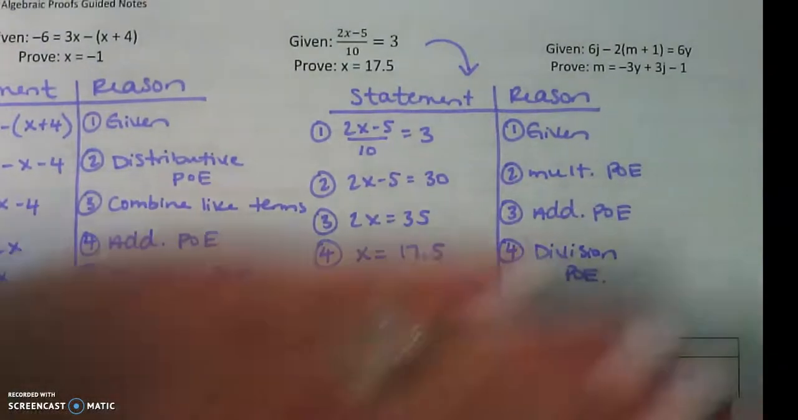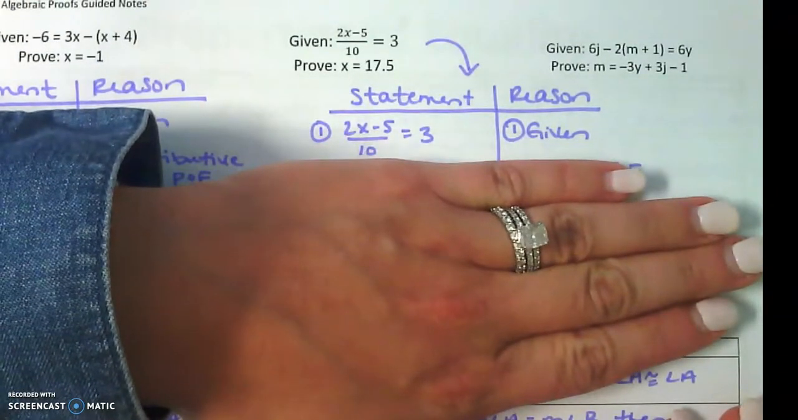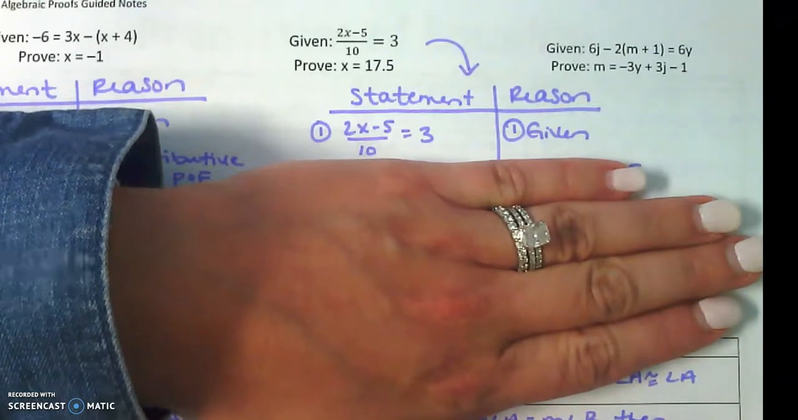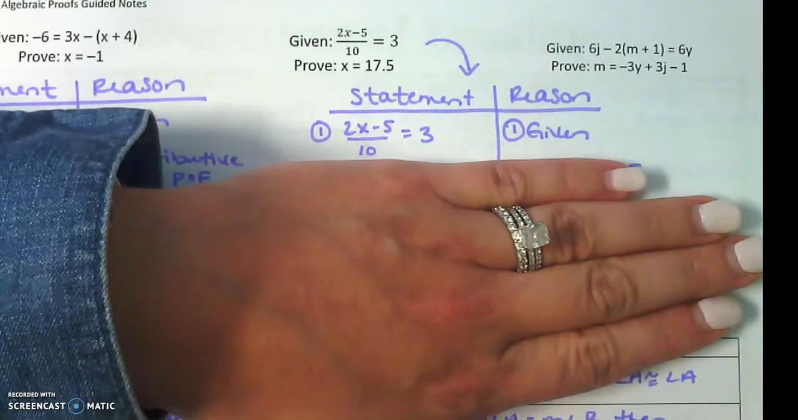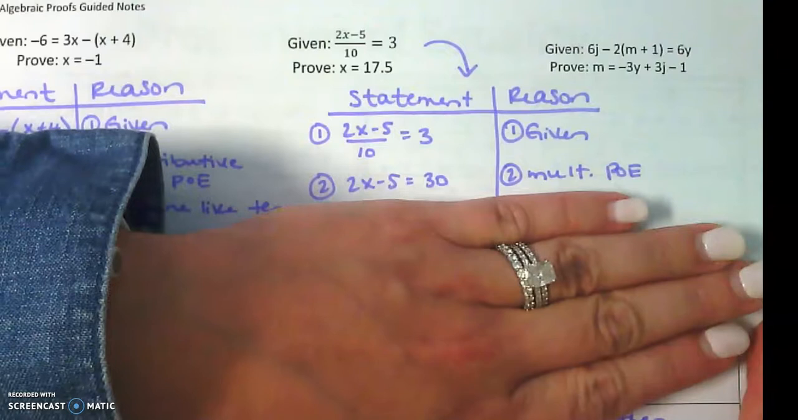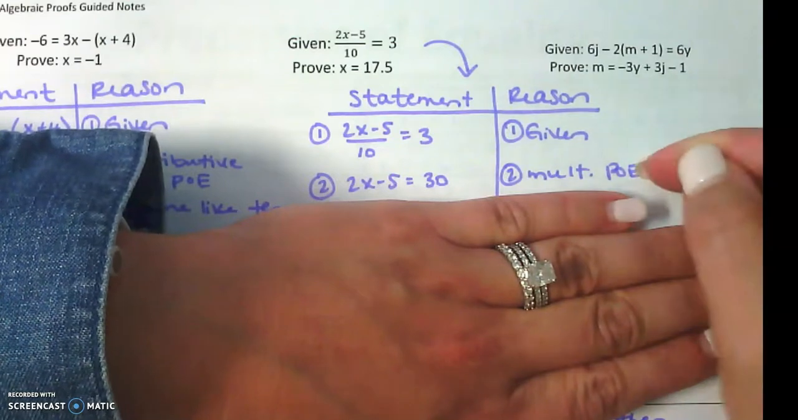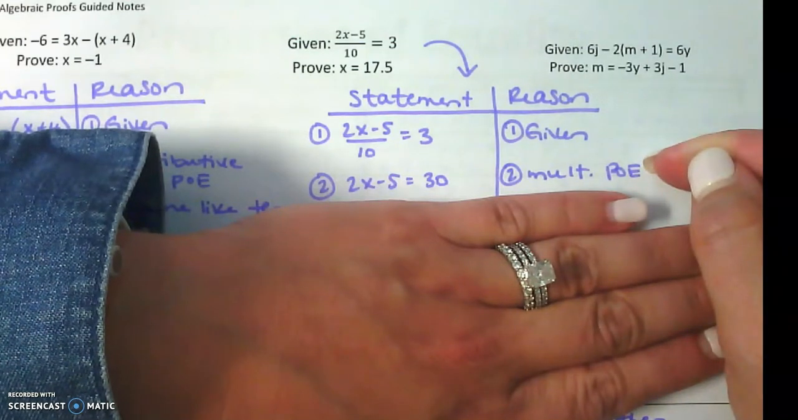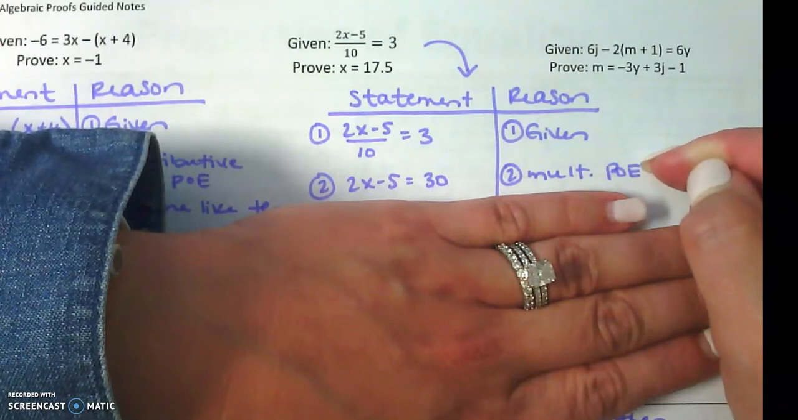So we obviously start off with that given information, which is our equation that we're starting off with. We want to get rid of that 10 in the denominator, so we would multiply both sides by 10, and we would end up with that 2x minus 5 equals 30, okay? Because when we multiply by 10 on both sides, over on the left, it's going to get rid of that 10 that's in the denominator. Again, our reason for being able to write this statement was we used the multiplication property of equality because we multiplied both sides by 10.